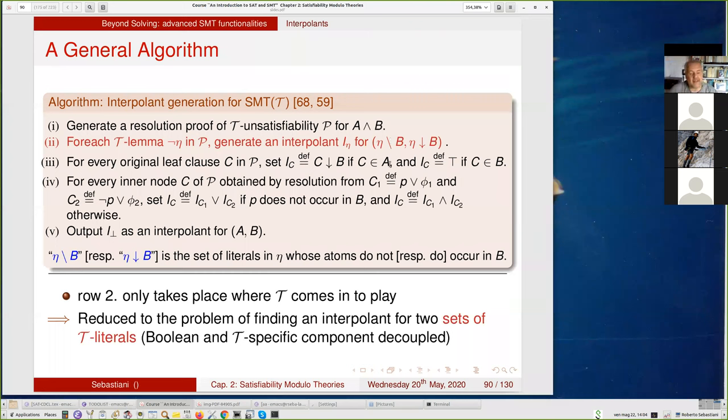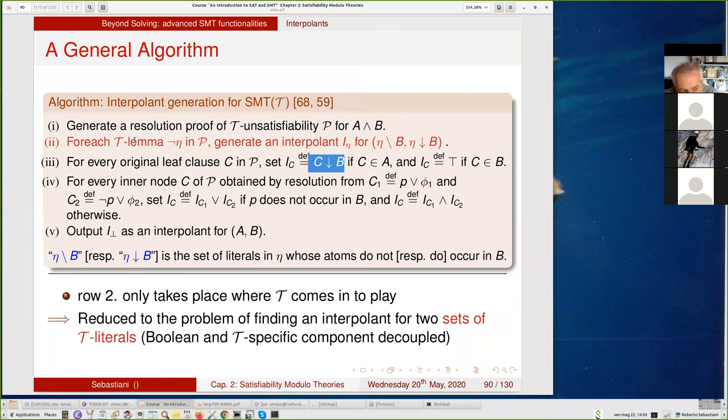And for everything else, we use the algorithm that we have seen last time, right? So remember, for every original clause, if the clause belongs to B, we substitute it with true, okay? Otherwise, we take its projection to B. So we take the atoms which belong to B, okay? And then once we have produced the partial interpolants on the leaf, we progressively go through the resolution proof, by doing the following.